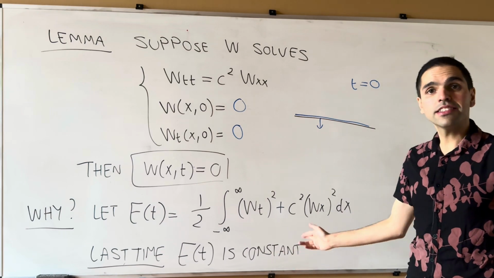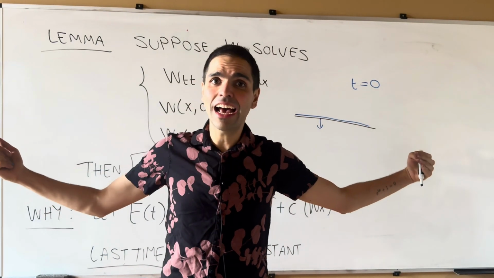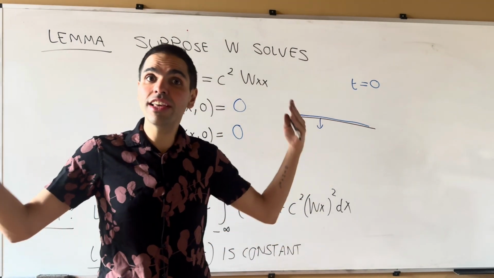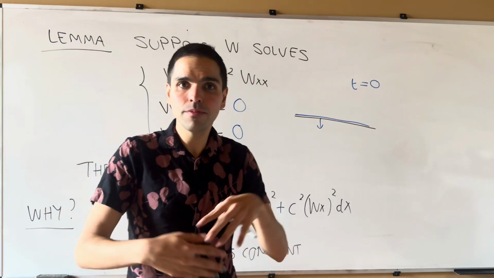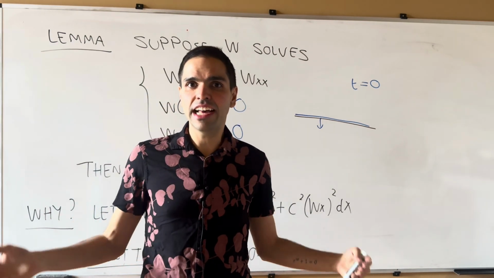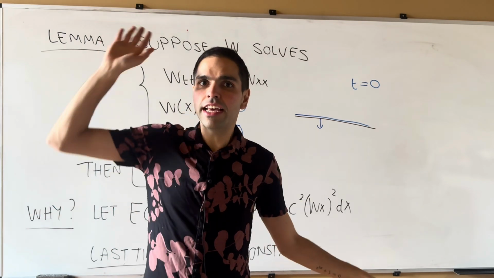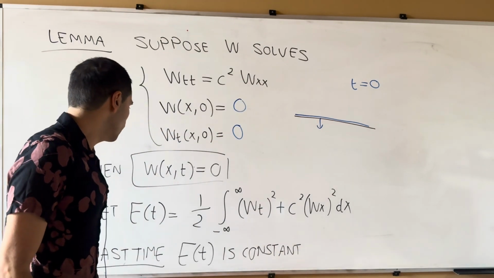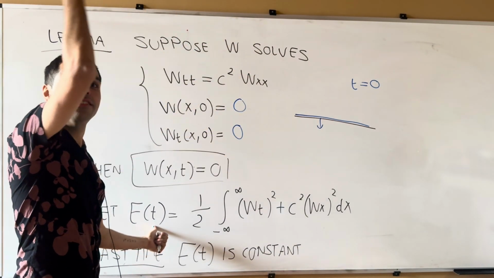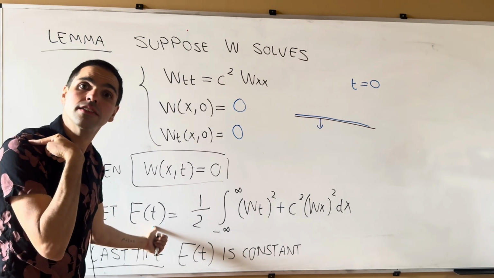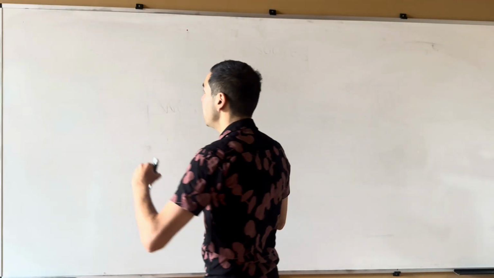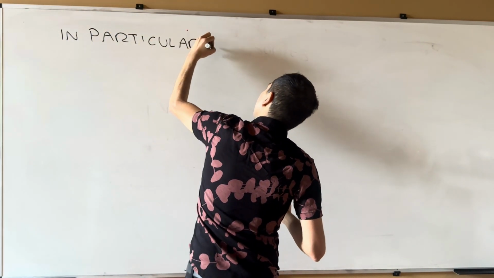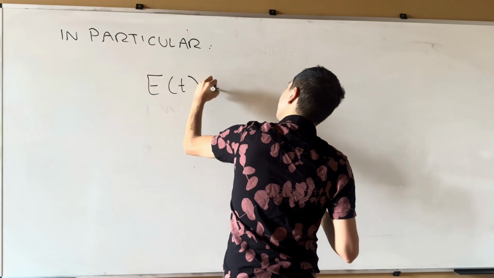Now, because this energy is constant, it always has the same value, and in particular, E of t is the same thing as the initial value, E of 0. Just by analogy, if I tell you the weather is always the same, then the weather next Sunday is the same thing as the weather today. So the energy at time t is the same as the energy now, which is the energy at 0. In particular, E of t is E of 0.